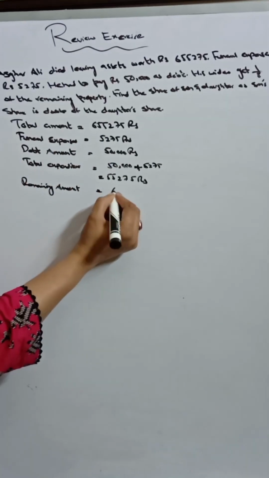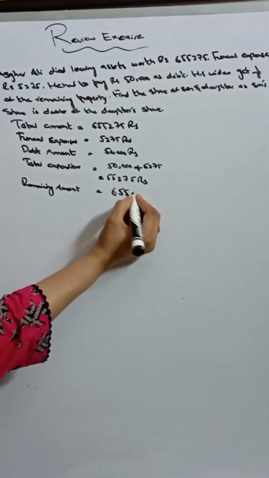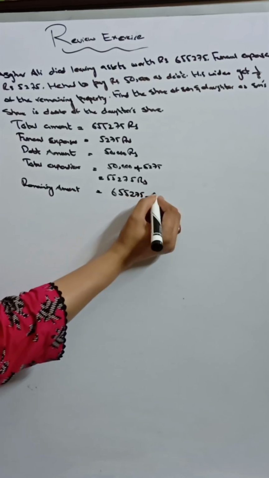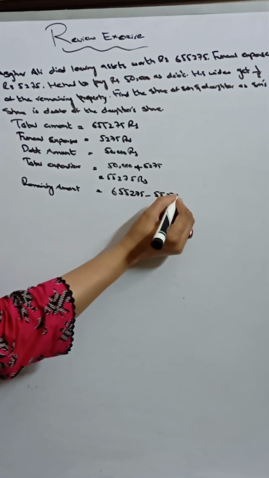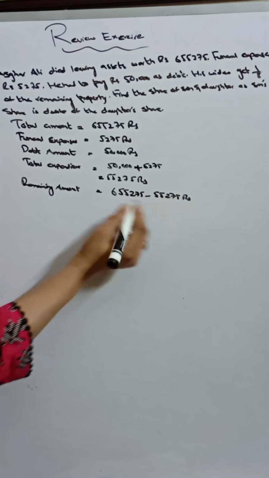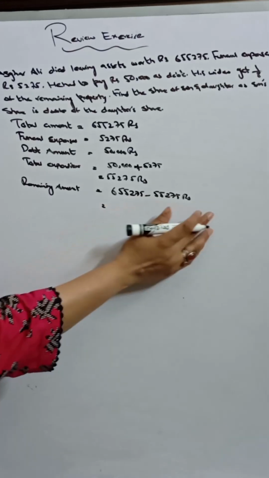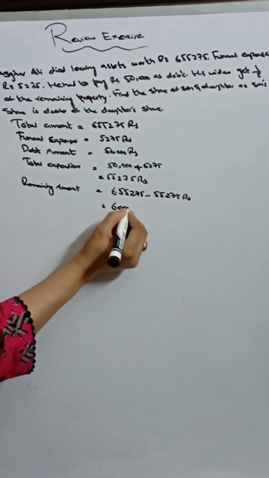Alright, 6,55,275 minus 55,275. As you know, 6 we have to subtract. What is left? 6 lakh rupees.